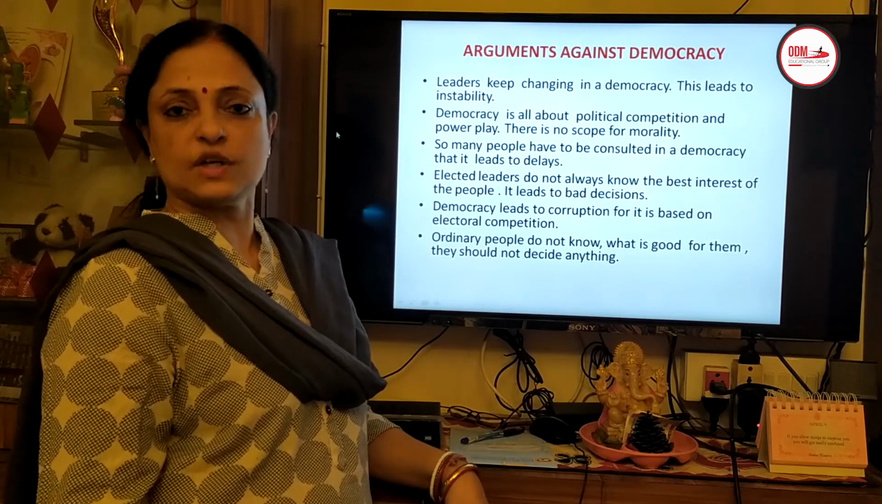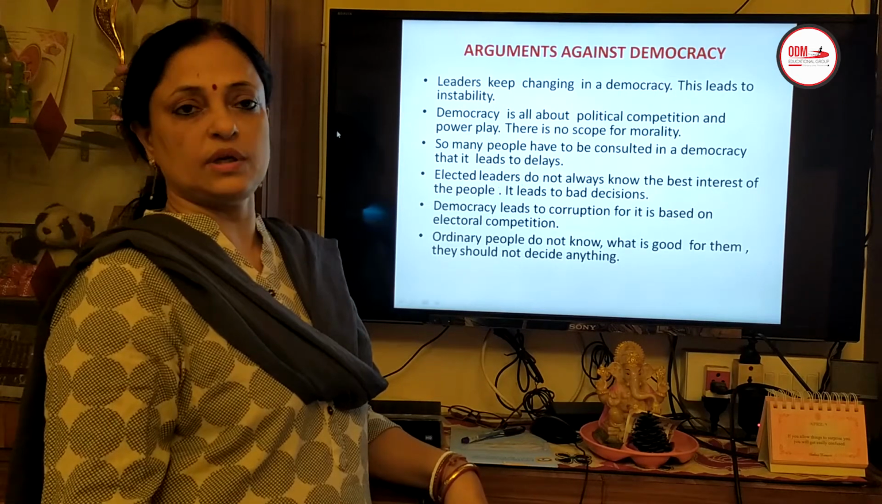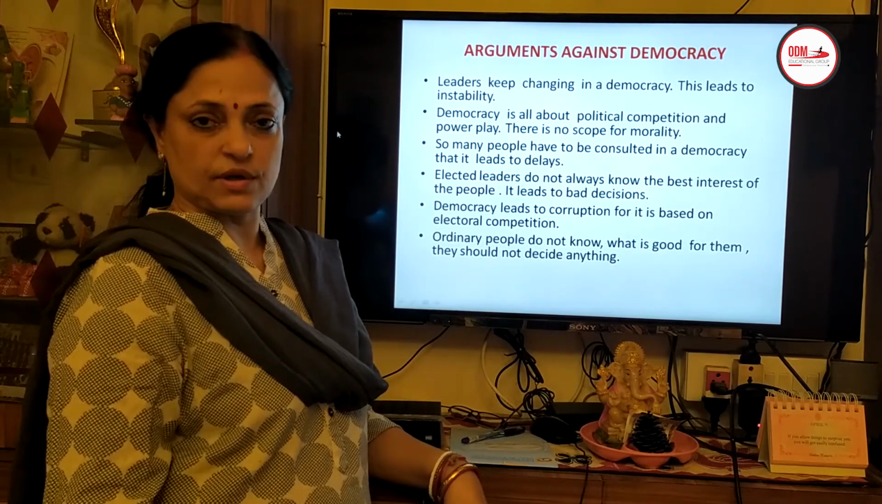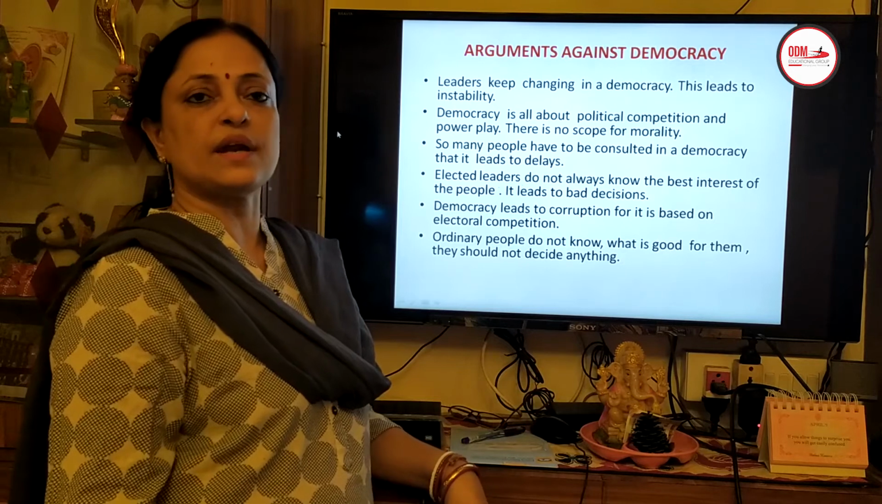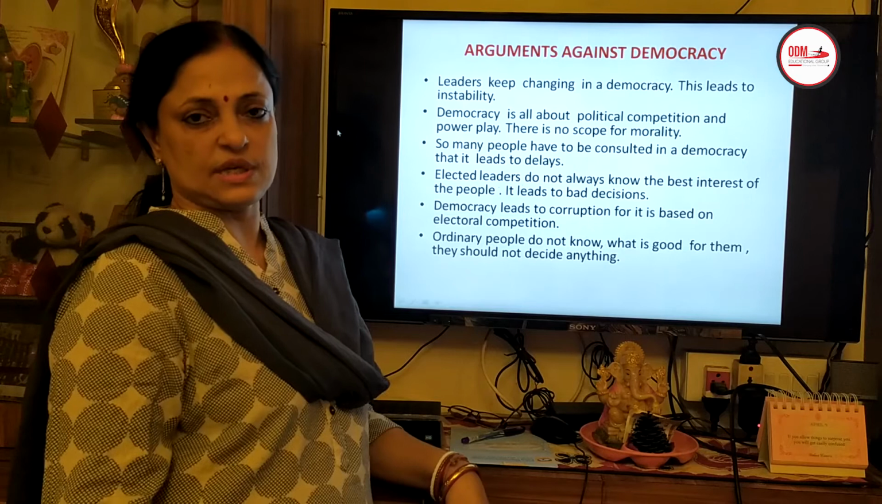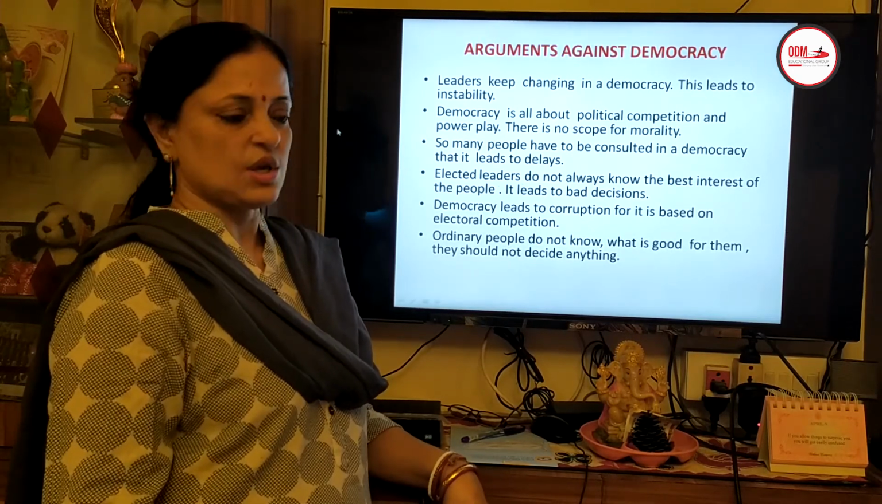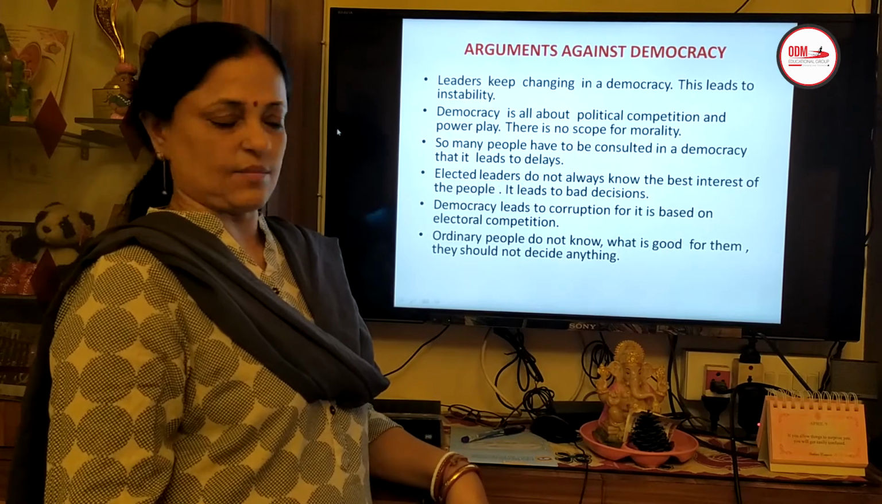the second feature of democracy is that elections should be held regularly, at regular intervals. So when elections are held at regular intervals, the government also changes. Sometimes it changes and sometimes it doesn't change. So it leads to instability.